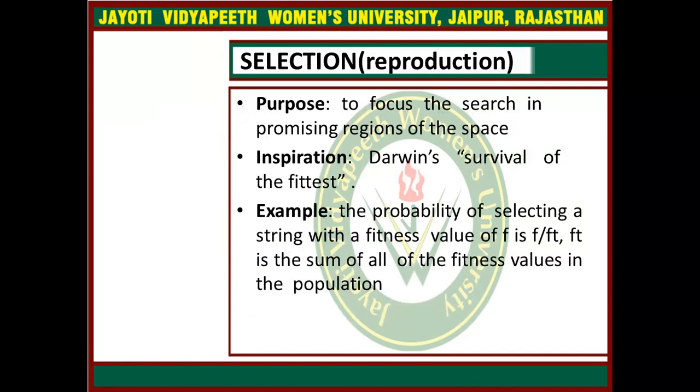Now selection, which means reproduction. The purpose of selection is to focus the search in promising regions of the space, and the inspiration is Darwin's survival of the fittest. For example, the probability of selecting a string with fitness value f is f divided by f_t, where f_t is the sum of all the fitness values in the population. So we have to sum all the fitness values.